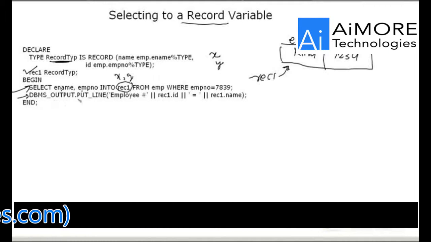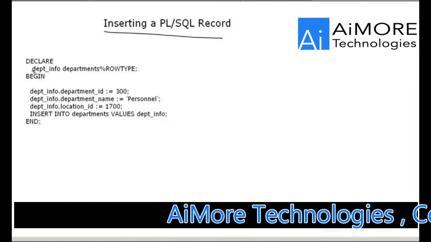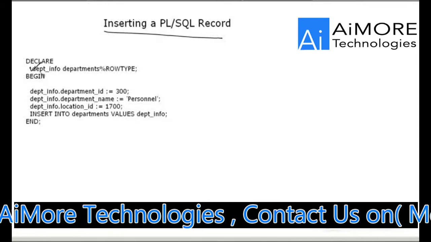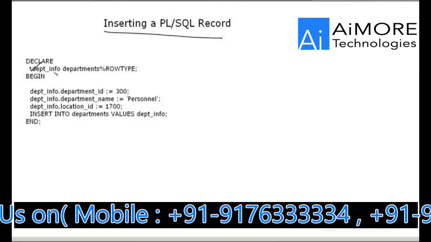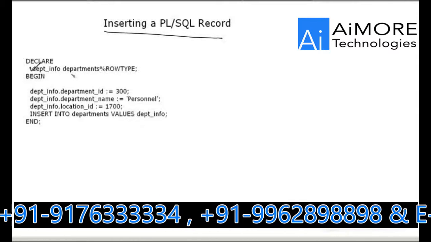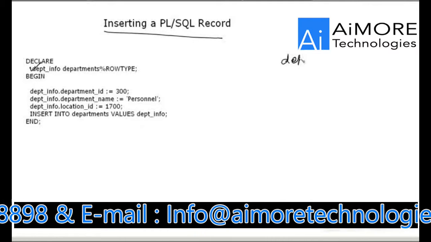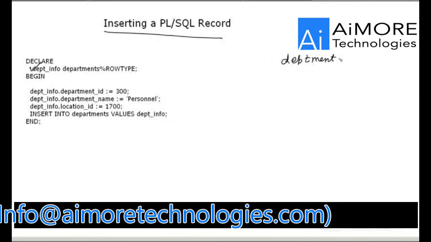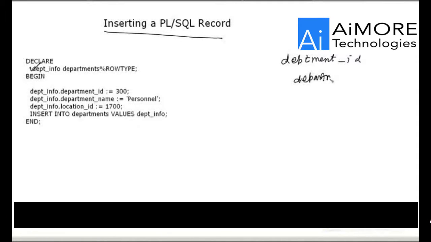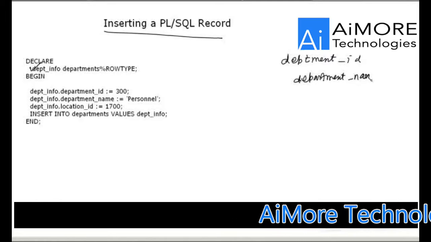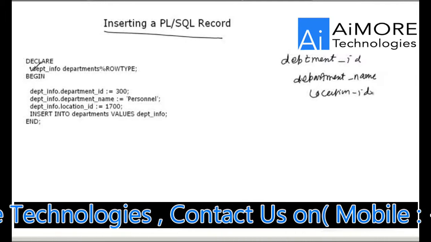It makes your code more compact. Similarly, we can use a PL/SQL record in an insert. So basically, what I've done here is I have created a record called department_info. And what is that? That is exactly the same as my departments table in my database. My departments table consists of department_ID, another column is department_name, and the last column is location_ID.